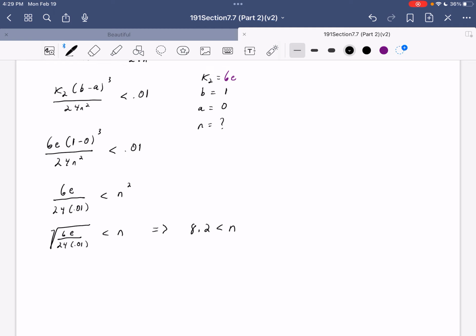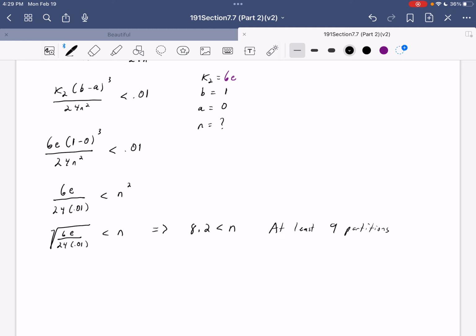And again, notice that this is a good example. Even though we would say we round 8.2 to 8, we're looking for the next whole number that is greater than that. So we would say at least 9 partitions. You would need to do at least 9 estimates to make sure that this has an error of less than 0.01.